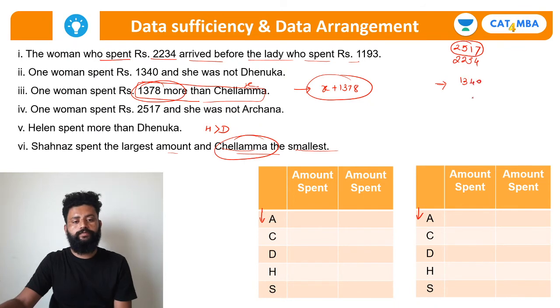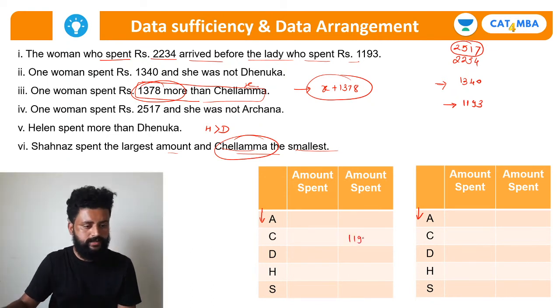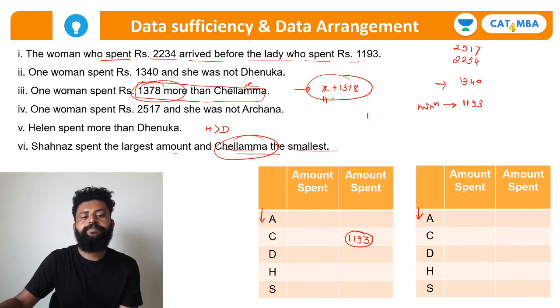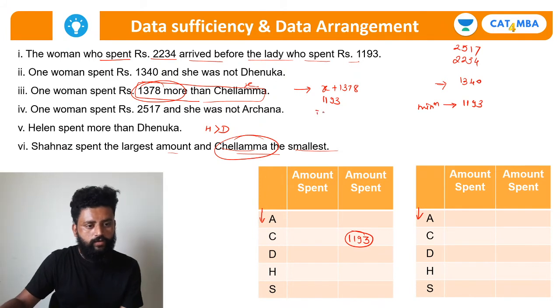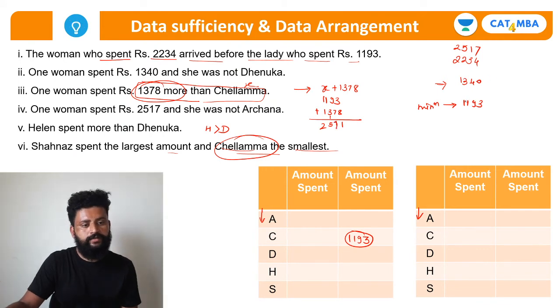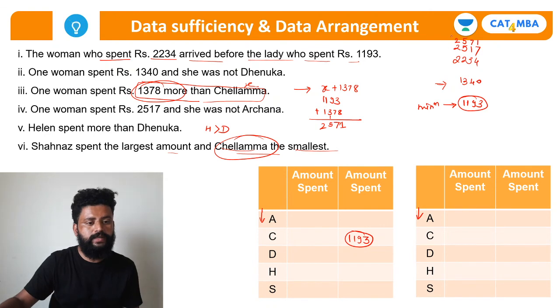Okay, I'll just write it as 1340 and 1193. If this is Chelima, let's consider Chelima spent 1193 and that is going to be the lowest amount. So 1378 more than Chelima. If this is the minimum, then if we add 1193 plus 1378, what will be the addition? It will be 2571, which is higher than the highest. So if this is the lowest, the maximum must be 2571 and not 2517. This is one possibility.